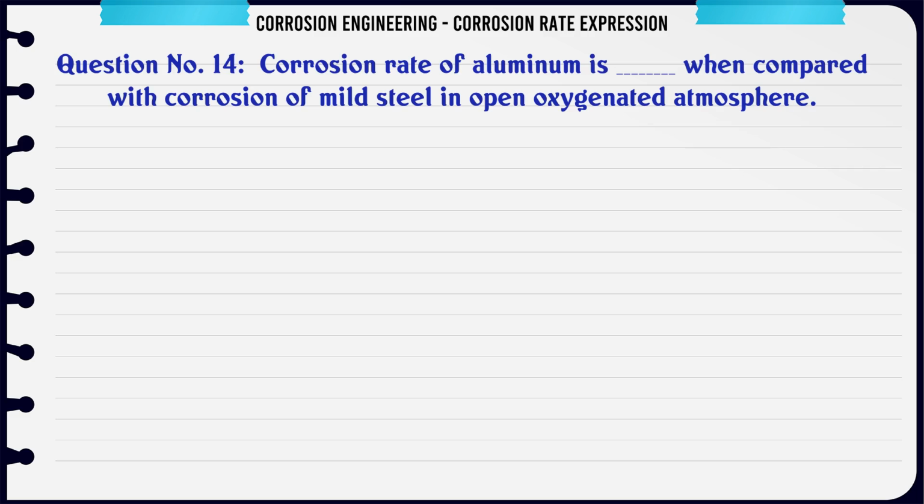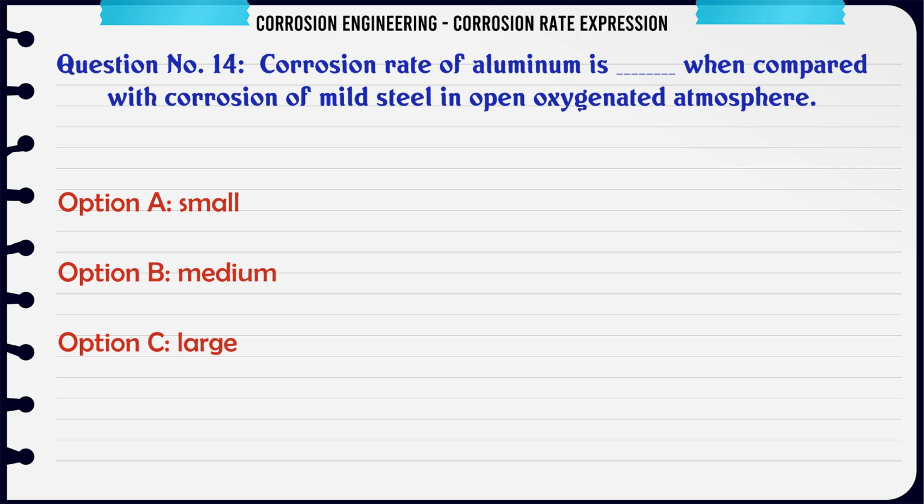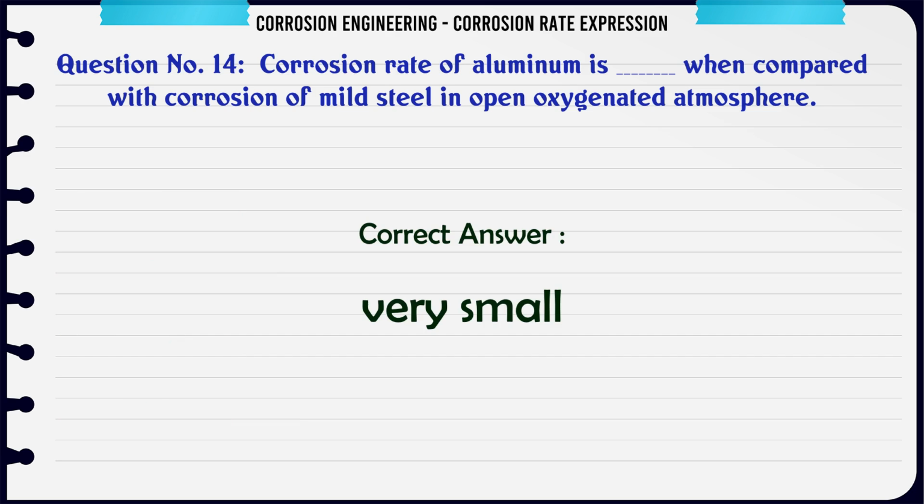Corrosion rate of aluminum is ___ when compared with corrosion of mild steel in open oxygenated atmosphere. A. Small, B. Medium, C. Large, D. Very small. The correct answer is very small.